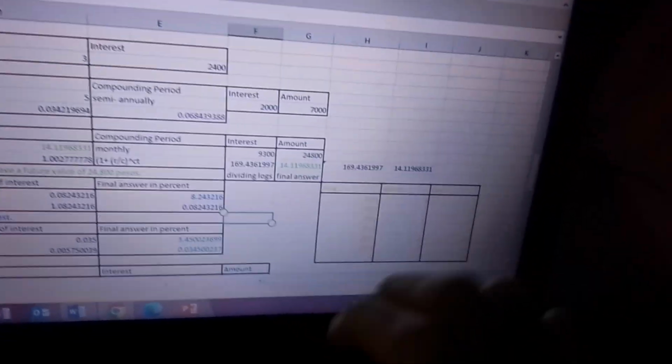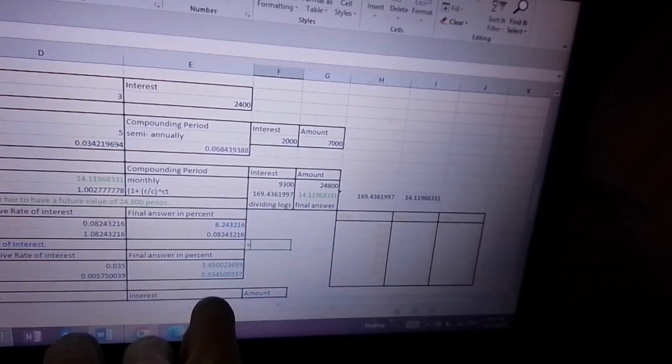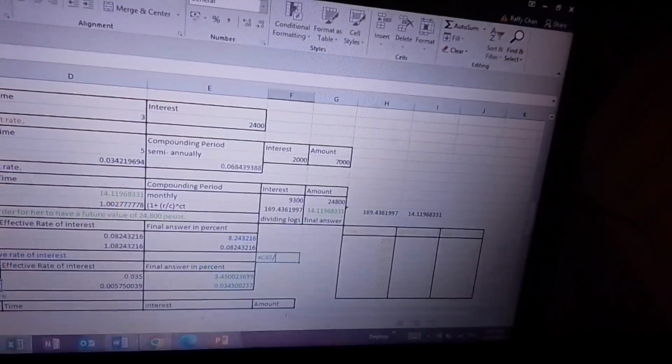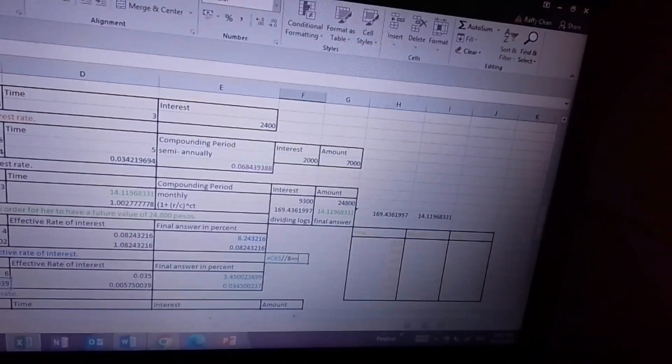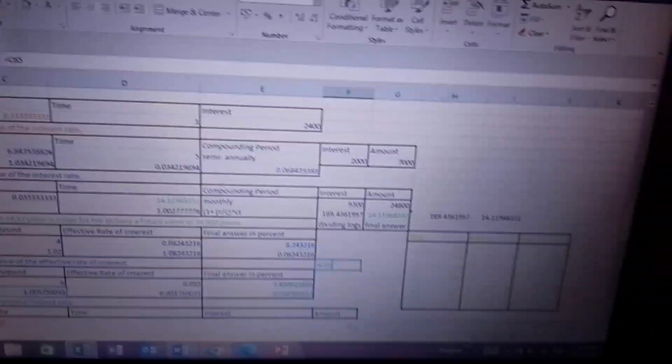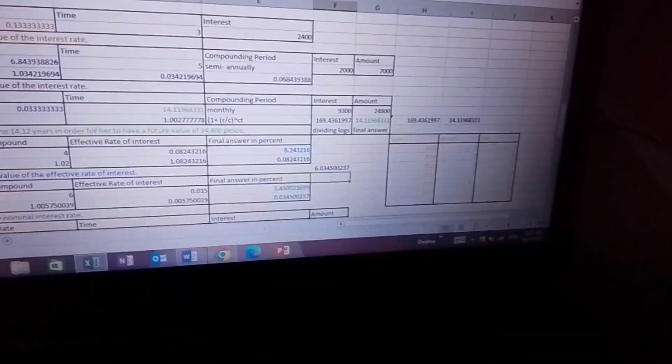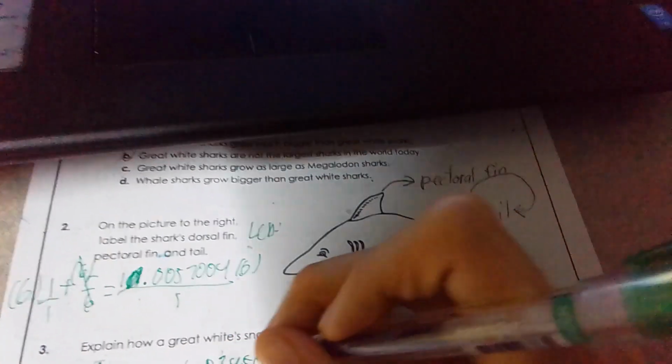And remember, this answer being multiplied by 6 is, and then asterisk, di ba? Put the asterisk and then 6. This one. Di ba? Nakita mo yung 6 dyan? And we're supposed to get 6.0345. Di ba? 6.034500027.